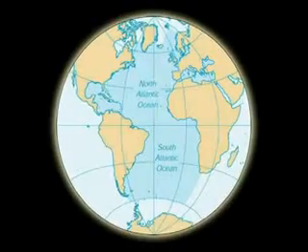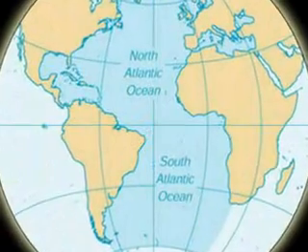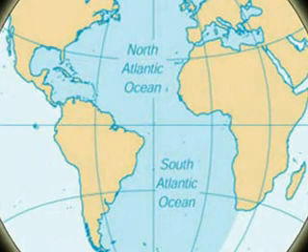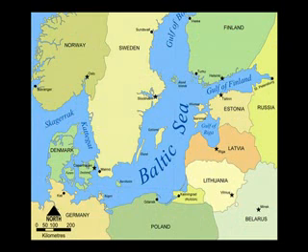The Atlantic forms another large body of sea water separating the continents of North and South America in the west from Europe and Africa in the east. The Atlantic extends from the Arctic Ocean in the north to the continent of Antarctica in the south. The Atlantic is the second largest ocean in area, covering nearly 1/5 of the Earth's total surface.